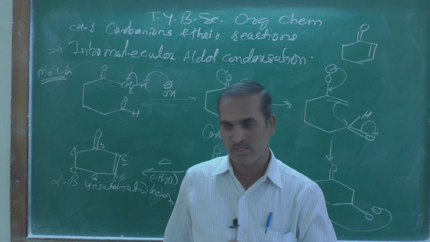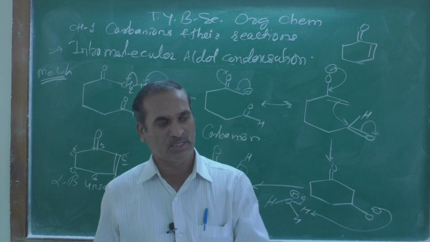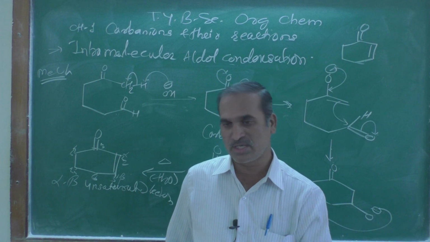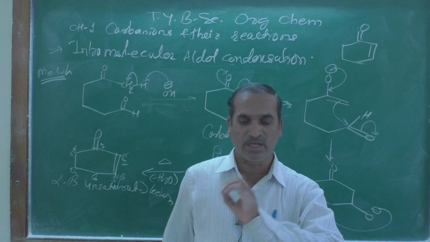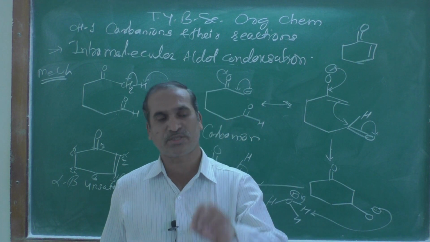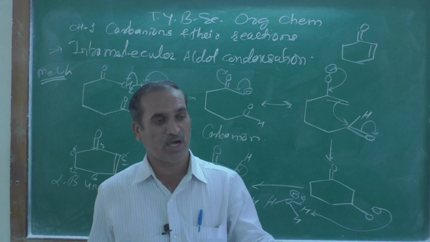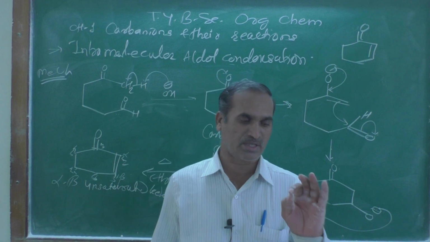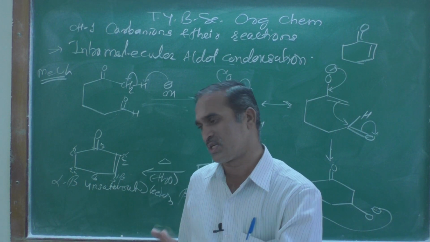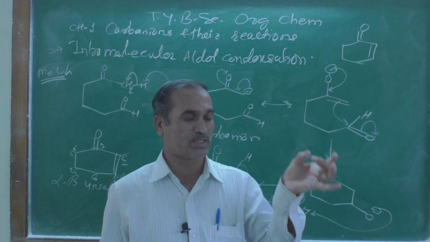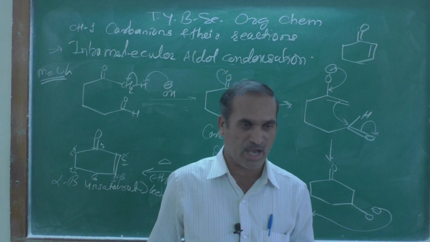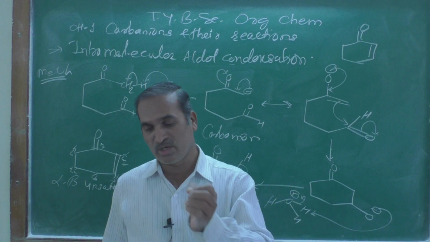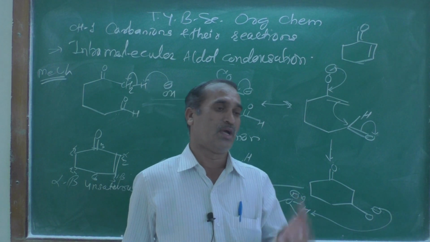One is the aldol condensation reaction, another is the Claisen ester condensation reaction, then the Perkin condensation reaction and the Wittig reaction. These are the 4 reactions. Out of those 4, we have seen one with suitable examples. Just remember the simple aldol condensation reaction. Second one is the cross aldol condensation reaction. Third one is the intramolecular aldol condensation reaction.